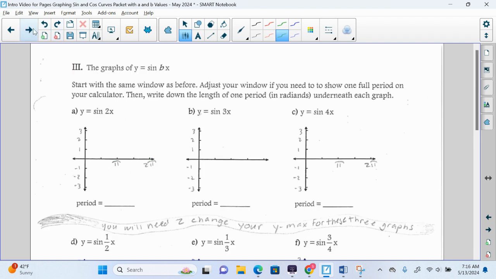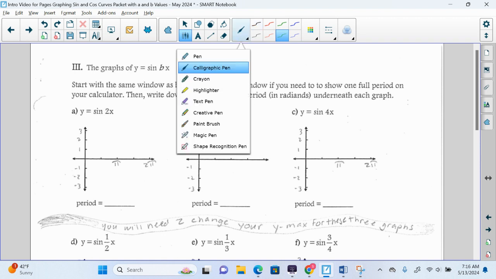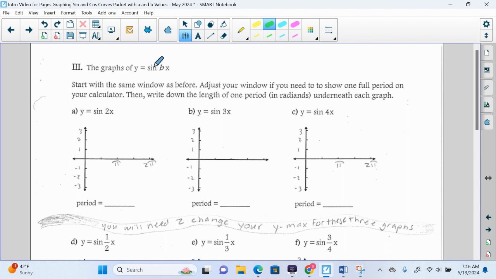Okay, then you're going to go on to page 2. So Roman numeral 3. Notice here that we have sine of bx. So now I've put the number after the sine, kind of attached to the x. It says adjust your window to show one full period. We're not really sure what a period is. What I would like you to do is just graph whatever it shows on your calculator from 0. Now I have 2 pi here. If you put in 360, that's perfectly fine. We're going to start to transition to radians, but if you leave it in degrees, that's perfectly fine.